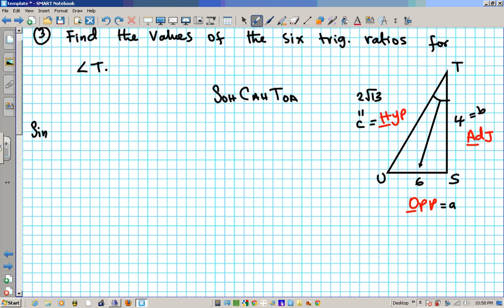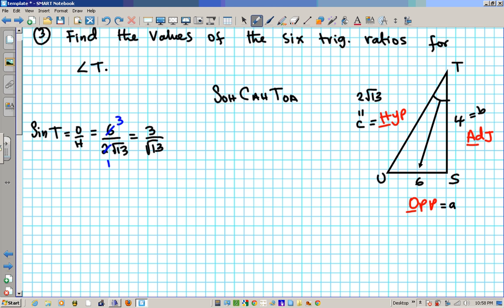Sine T, that's the angle we're dealing with, equals opposite over hypotenuse, right? So that's going to be the opposite, which is 6, over the hypotenuse, which is 2 root 13. All right. But 2 goes into 6, right? So 2 goes into itself once, and 2 goes into 6 3 times. So this becomes 3 over root 13.